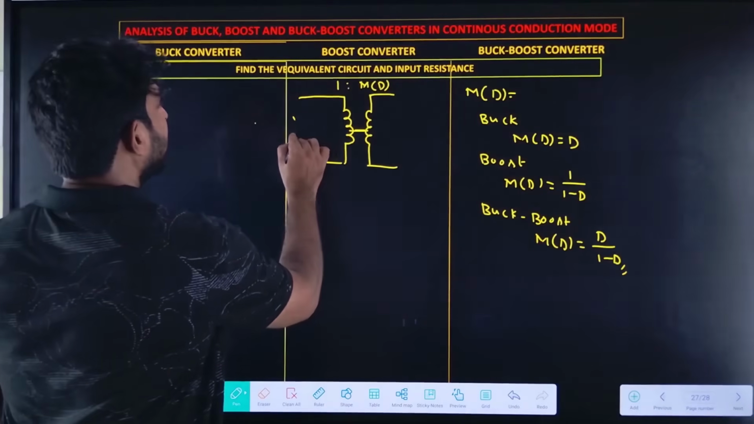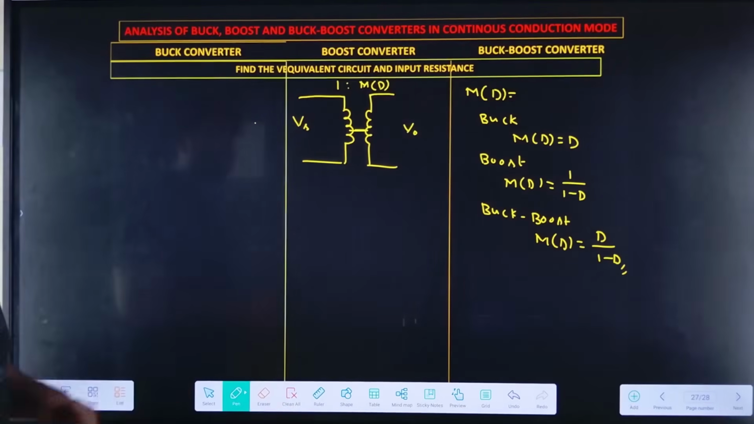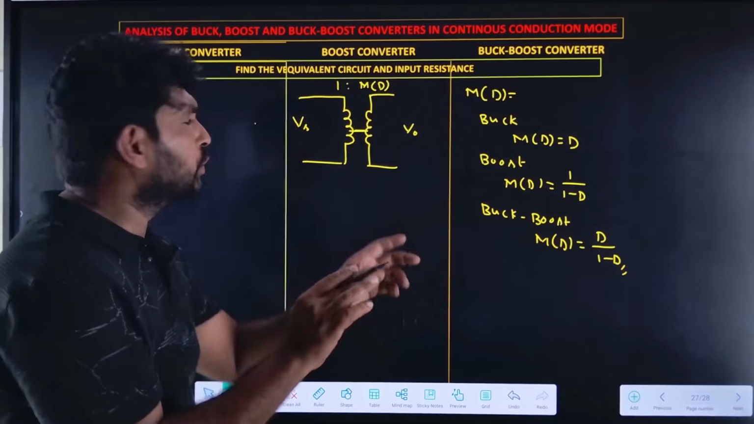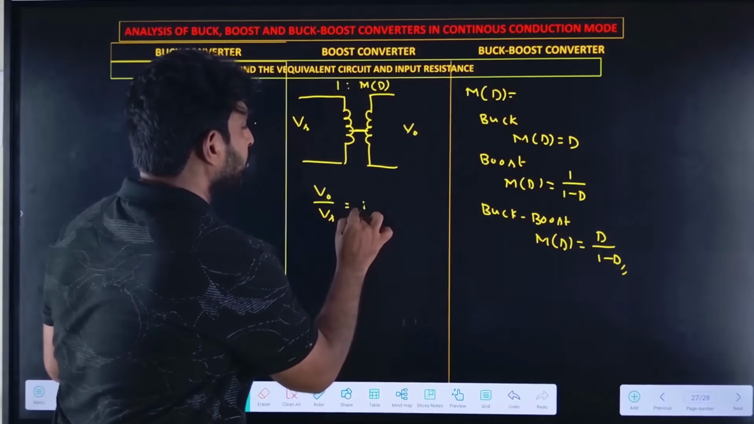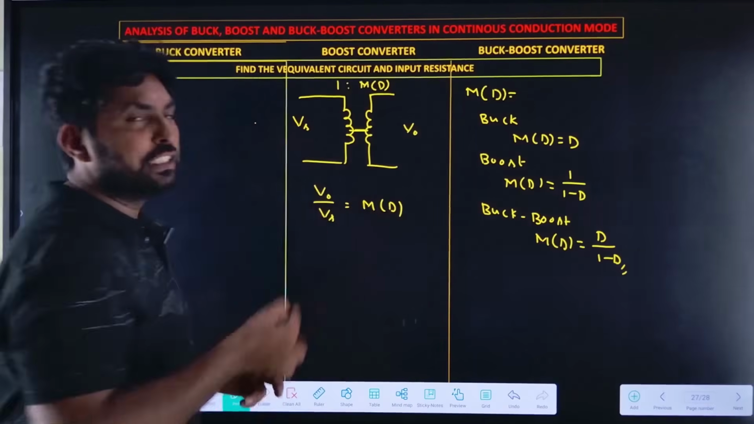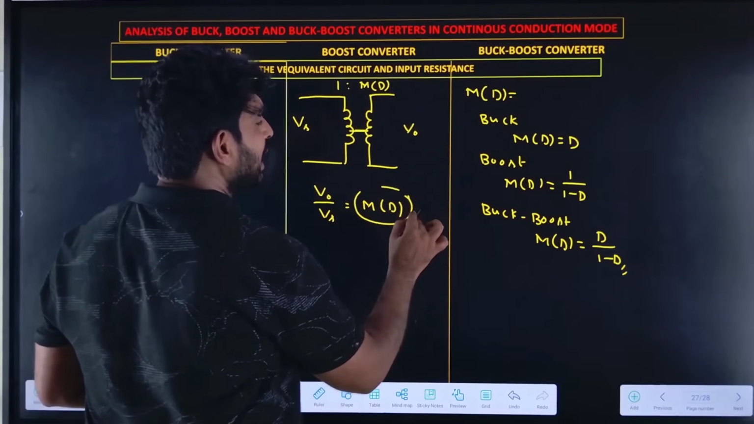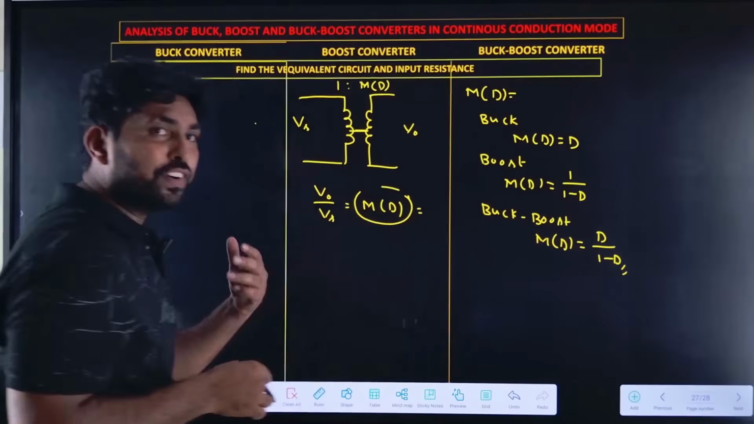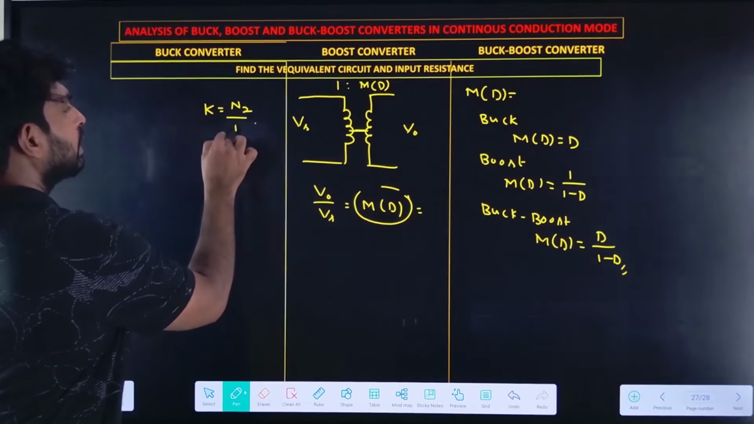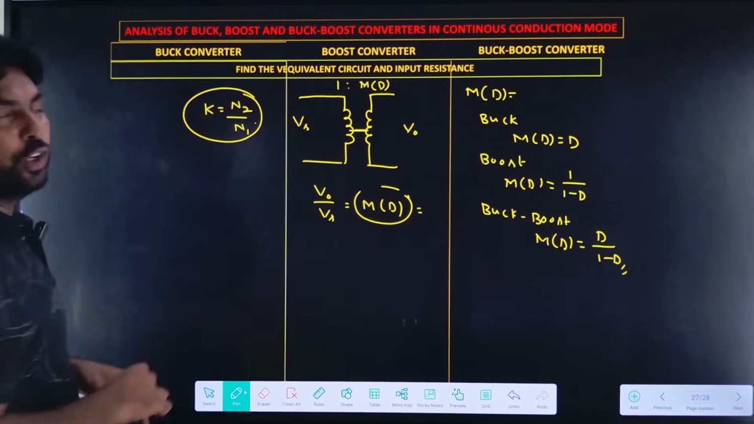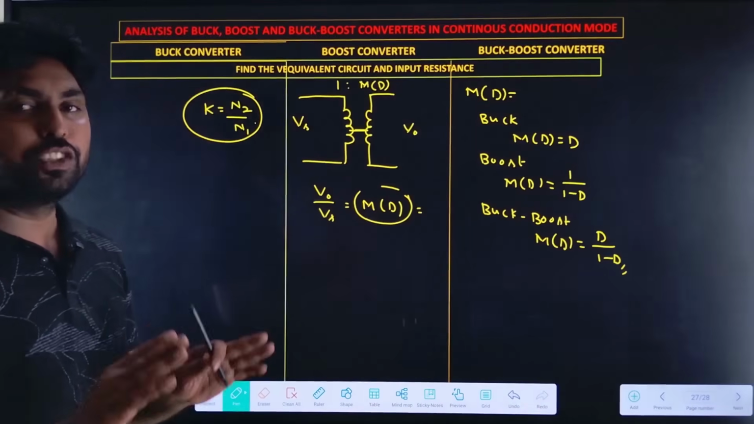So let it be the Vs and V naught. If it is considered as a DC transformer, then V naught by Vs equals M of D. In this, M of D can be considered like in a transformer, where we take K equal to N2 by N1. In the similar manner, consider this M of D as a transformation ratio.